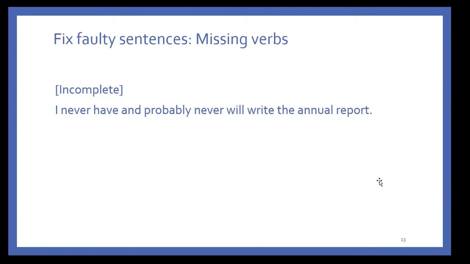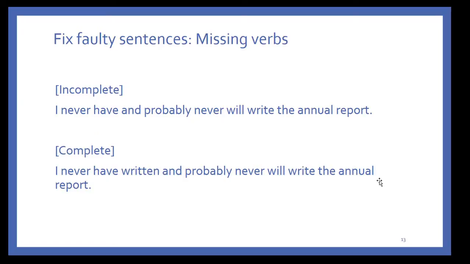Missing verbs. We leave something out, the mind goes wandering. I never have and probably never will write the annual report. Okay? Here we're concerned with: you never have what? We haven't specifically said. I never have written and probably never will write the annual report. We need to make sure our verb occurs in both places.